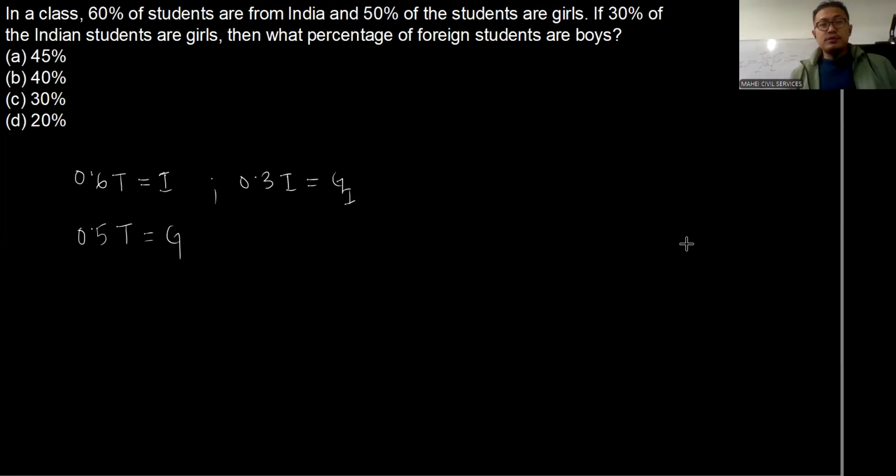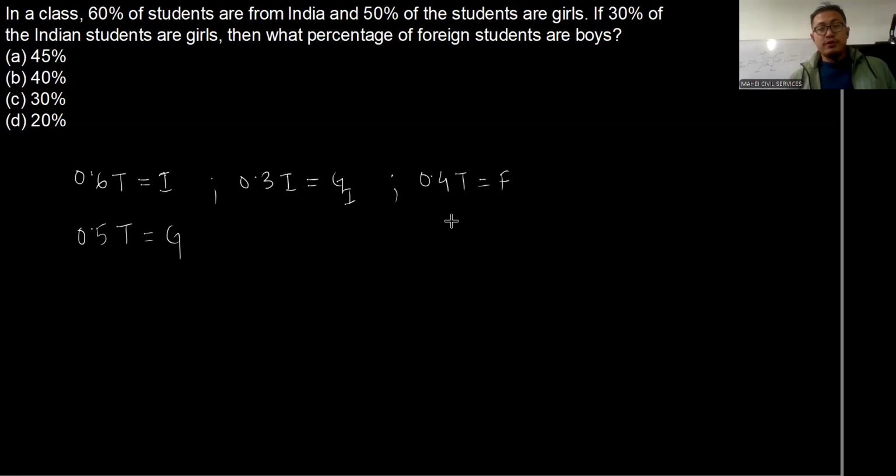Since 60% of students are from India, obviously 40% of students are not from India. So 0.4 of the total are foreign, they are from abroad, which is not India. Now, what percentage of foreign students are boys?